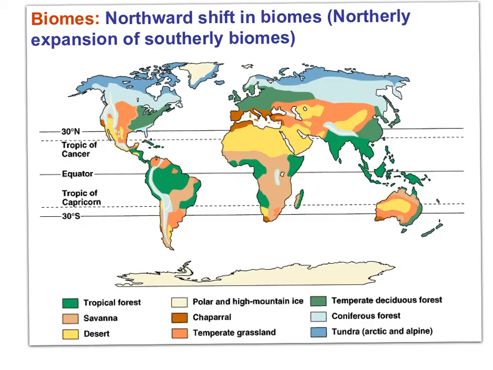A biome is a major regional biotic community, such as a rainforest, desert, or tundra, characterized chiefly by the dominant forms of plant life and the prevailing climate. Climate change will result in a northward shift in biomes, a northerly expansion of southerly biomes.